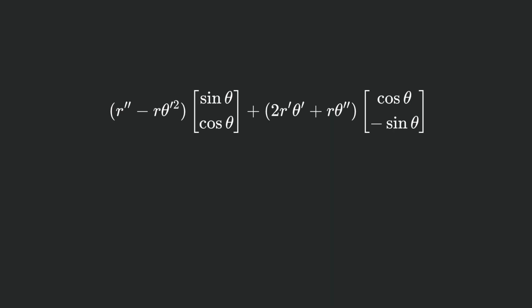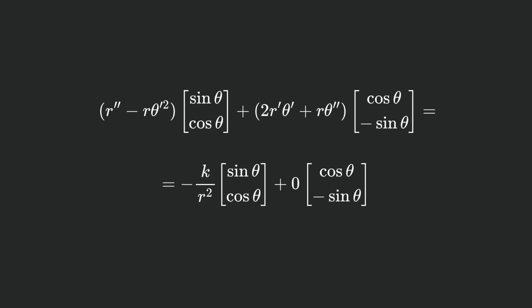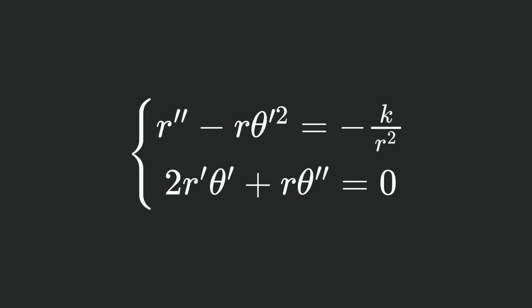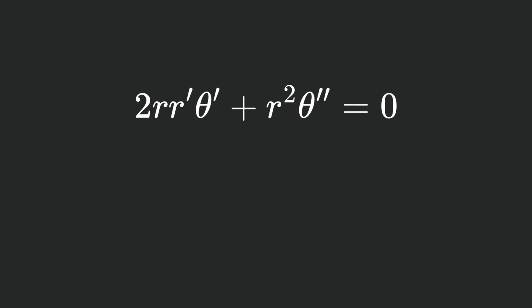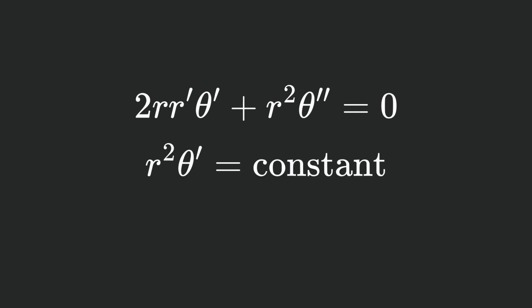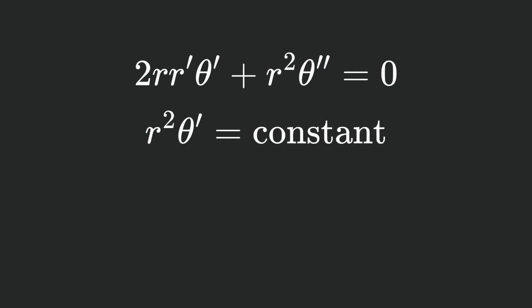Now this has to be equal to minus k over r squared times the vector with components sine theta and cosine theta, which is like also having this other vector multiplied by 0. This leads us to a system of two equations. Taking the second equation and multiplying it by r, we find that r squared times theta prime is always the same. This has to do with the conservation of angular momentum.